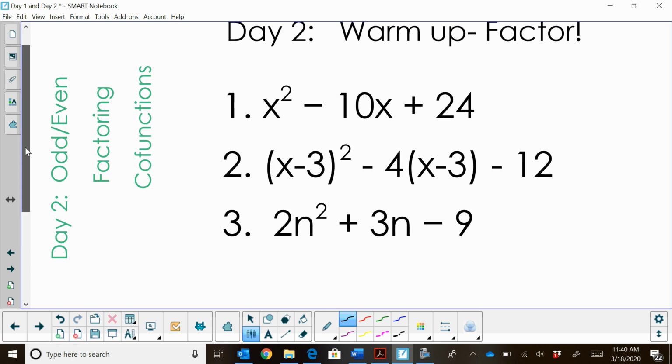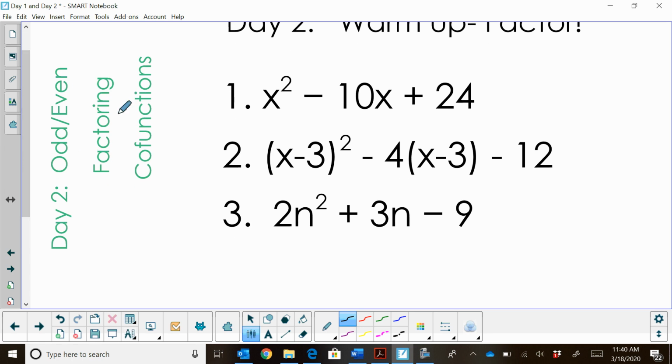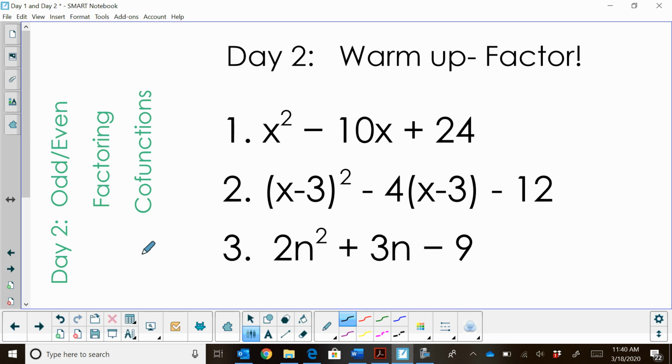So we're going to go over the topics of odd even, we're going to look at factoring, and we're going to look at co-functions, as well as do some more trig identities. So in order to do these, let's first talk about factoring.